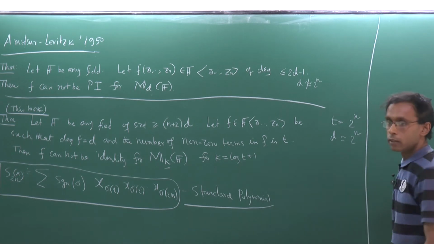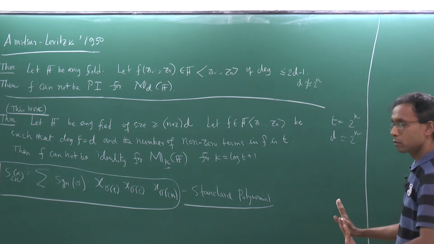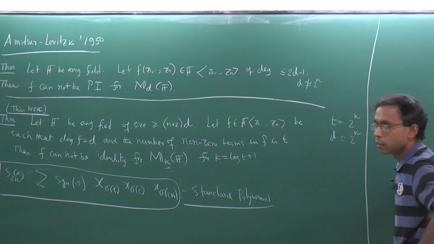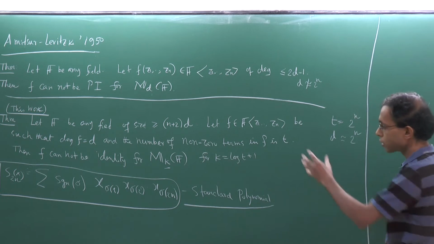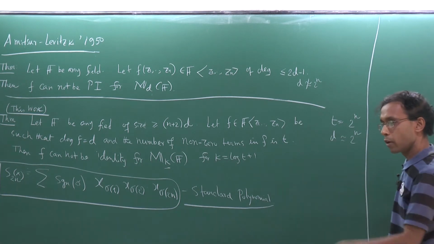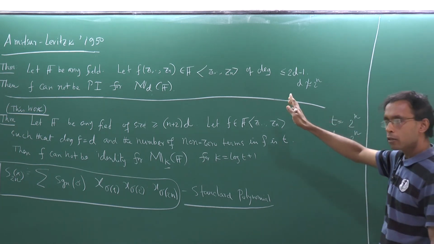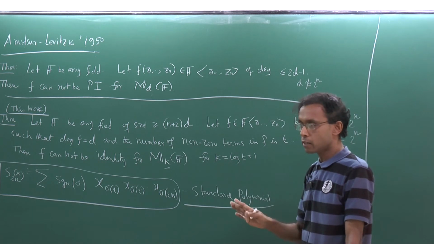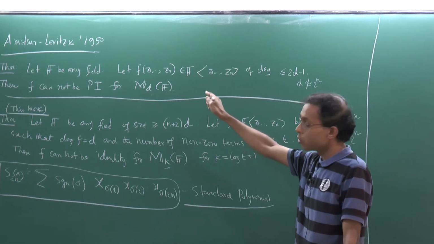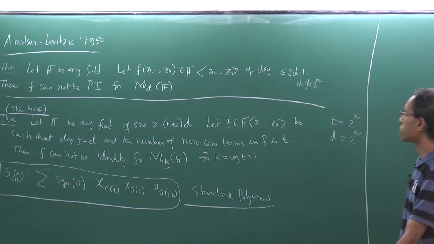No, only one proof. The field doesn't matter. Only a minimal size should be there so that you can finally plug in some interesting point from the field. That's all. In fact, the Amitsur-Levitzki theorem proof is also field independent. Even the original proof is field independent. So the field doesn't matter in the proof.